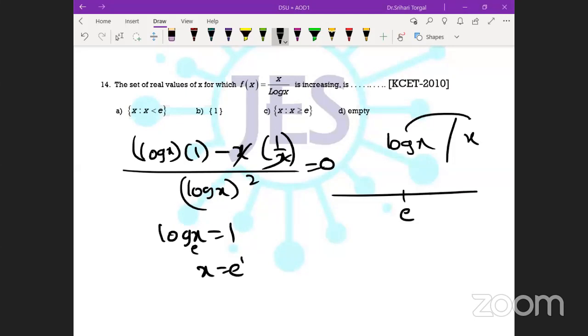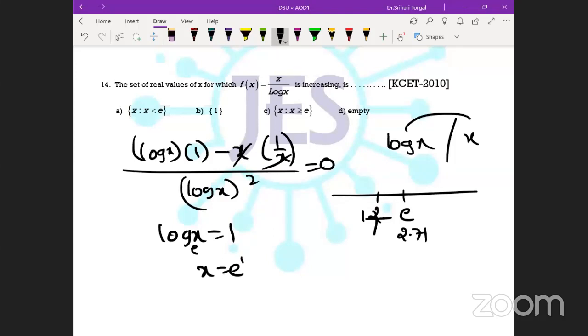Now, we'll take any one value here. Let me take 1, because the e value is 2.71. If I put 1 here, log 1 will be 0, so it is infinity, which is not defined. If I put 2 here, 2 divided by log 2 is a positive quantity, right? I think I have to substitute that in the derivative, right?